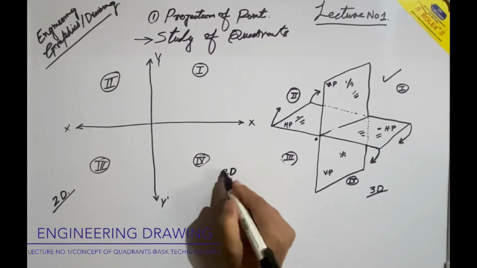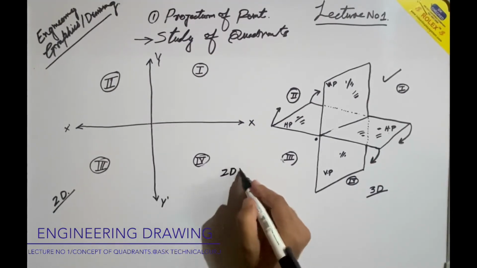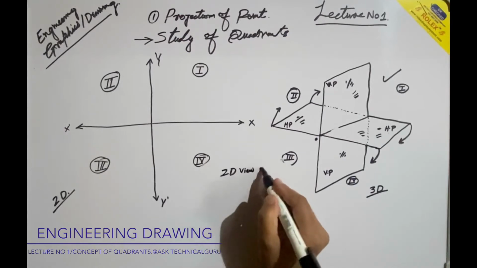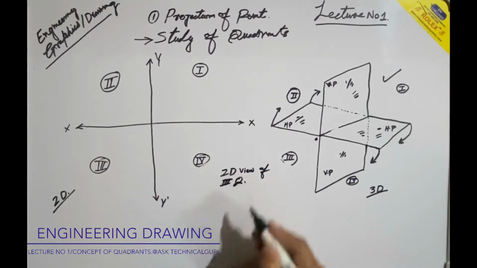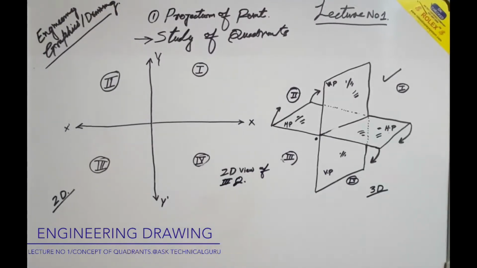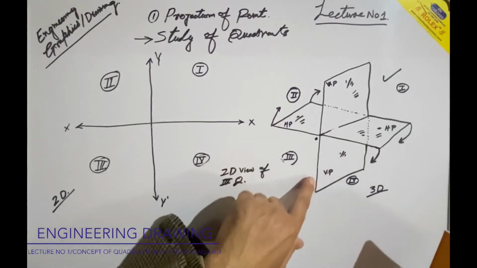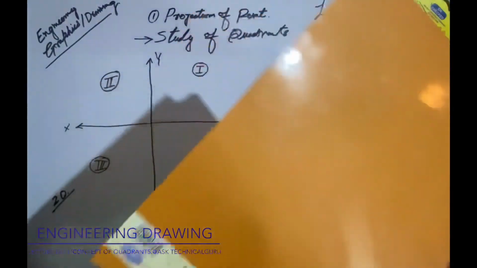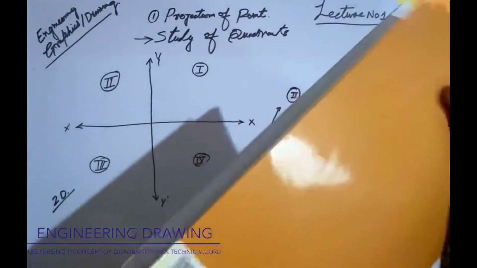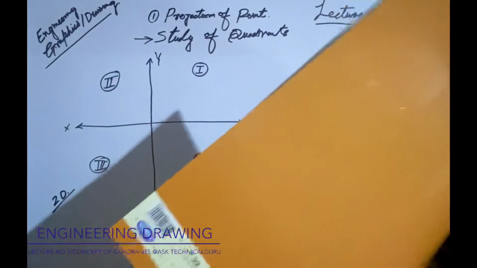2D view of third quadrant. What will happen in the third quadrant? In the third quadrant, we have this horizontal plane and this vertical plane, and it is like this. Rotation is the same, and this is the horizontal plane, this is the vertical plane.